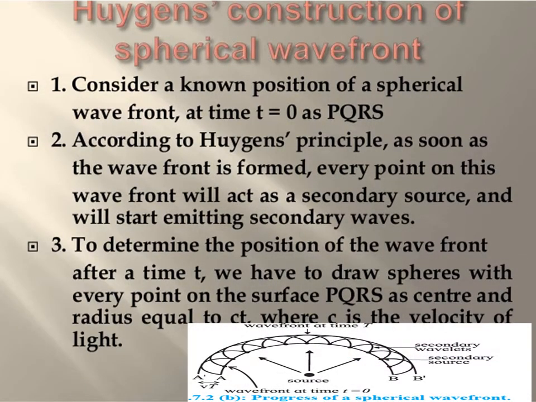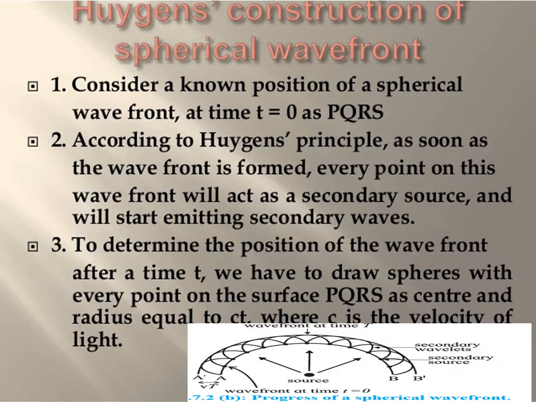Next point is Huygens construction of the spherical wavefront. This is a spherical wavefront. Consider a known position of a spherical wavefront at time t equal to 0 as PQRS. According to the Huygens principle, as soon as the wavefront is formed, every point on this wavefront will act as a secondary source and will start emitting secondary waves.